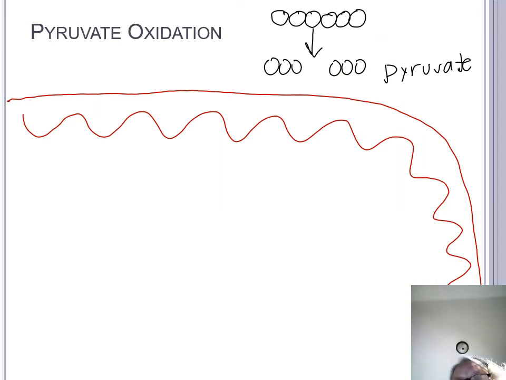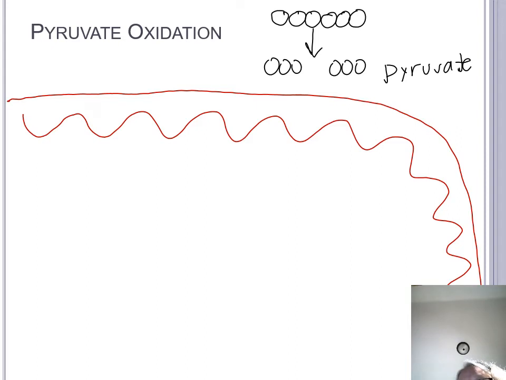In pyruvate oxidation, what we want to do is take the pyruvates from glycolysis and get them into the mitochondria. So up here in black, you can see glucose getting broken up into those 2 molecules of pyruvate. That was glycolysis happening out in the cytoplasm. And then I've drawn a really zoomed in picture of a mitochondria. So that's what's in red down here.